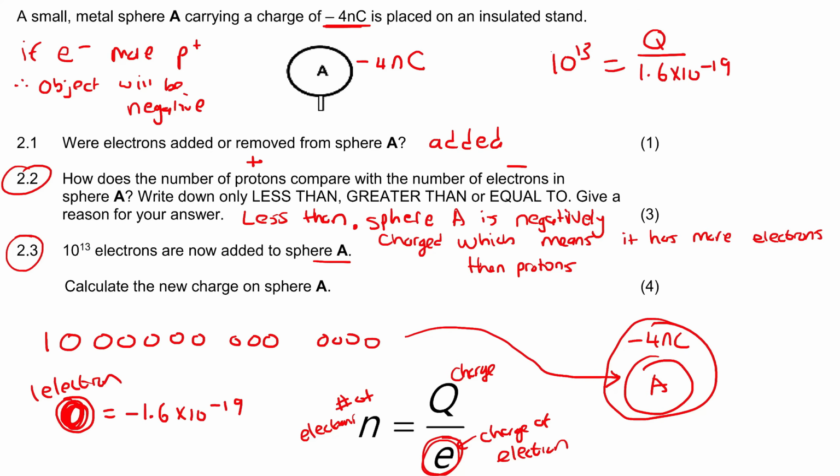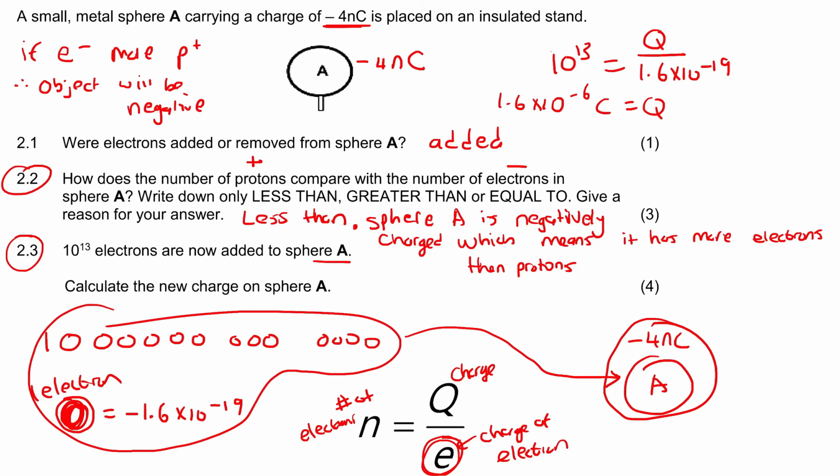Now, if you had to get Q by itself, you would realize that you're going to end up multiplying these two things, but that's also what we said over here. It makes sense. And so we're going to say 10 to the 13 multiplied by 1.6 times 10 to the negative 19. And that gives us 0.00345516 coulombs, or you should write it as 1.6 times 10 to the negative 6 coulombs. Okay, so that is how much charge this is over here.